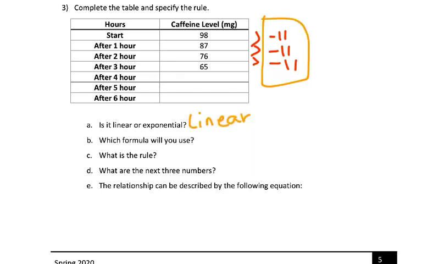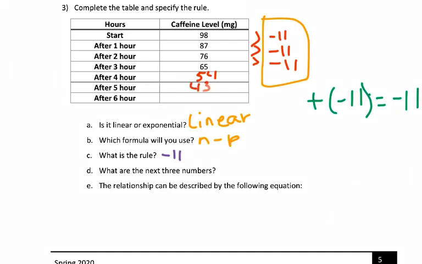All right, so it's linear, we're going to do next minus previous, or n minus p. And then if we are doing linear, what is our rule? Our rule we can think of as plus negative 11, which is the same thing as minus 11. So I'm going to write my rule as minus 11. And then what are my next three numbers? I'm going to keep subtracting off 11. So 65 minus 11 will give me 54. 54 minus 11 will give me 43. And then 43 minus 11 will give me 32. So those are my next three numbers.